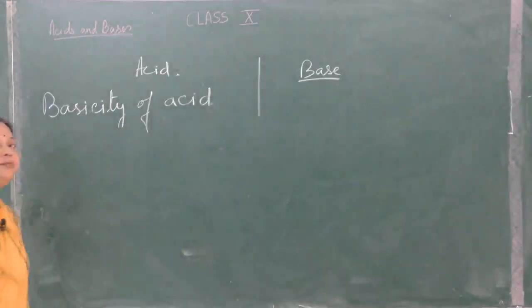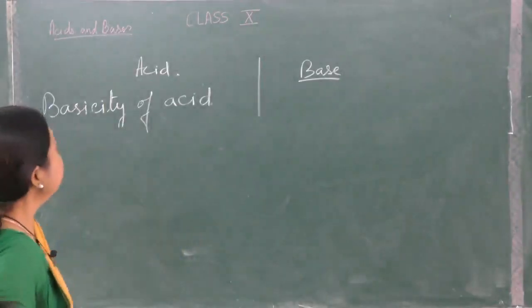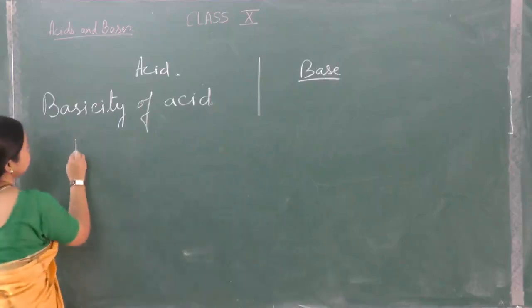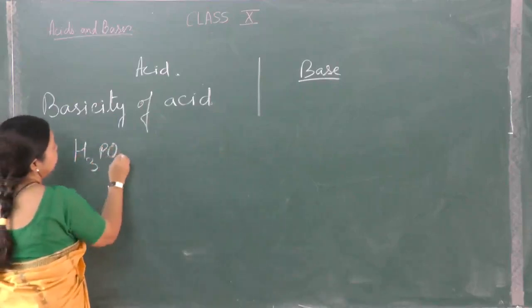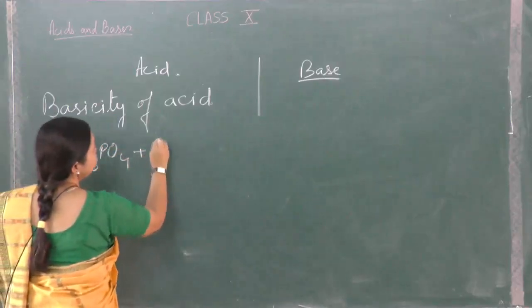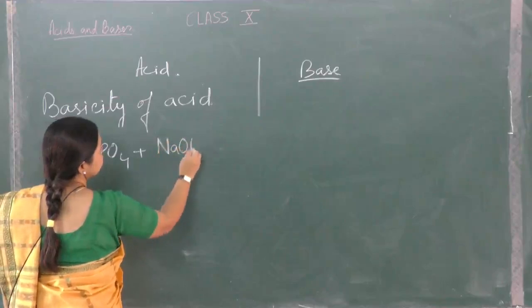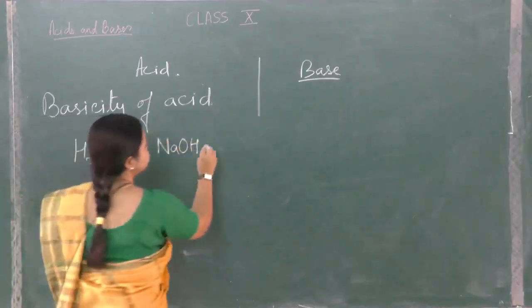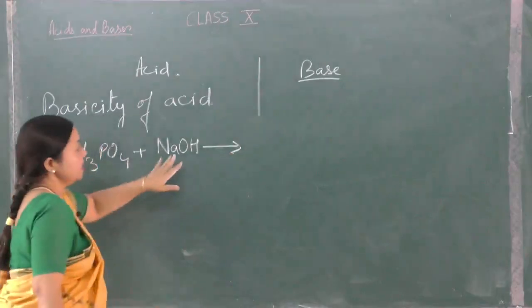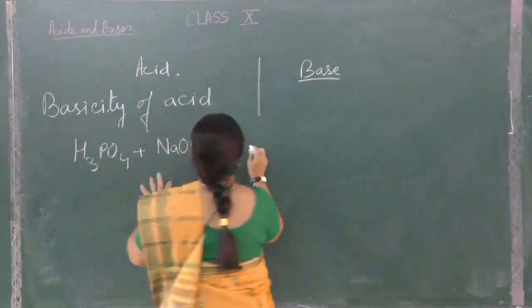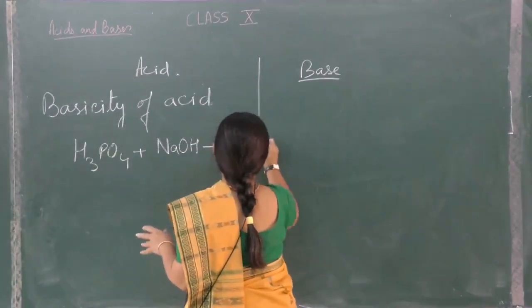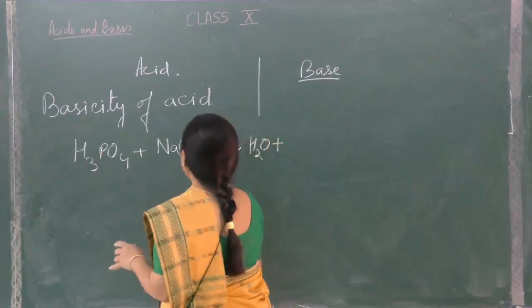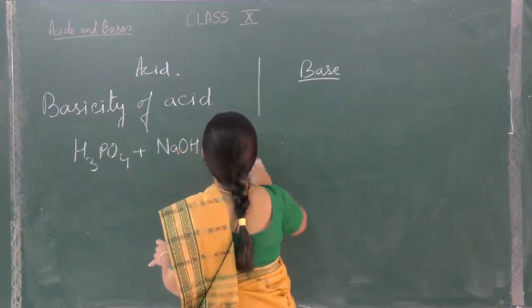Because there are 3 replaceable hydrogens, H3PO4 will react with 1 NaOH and produce 1 water molecule, and this salt and water.